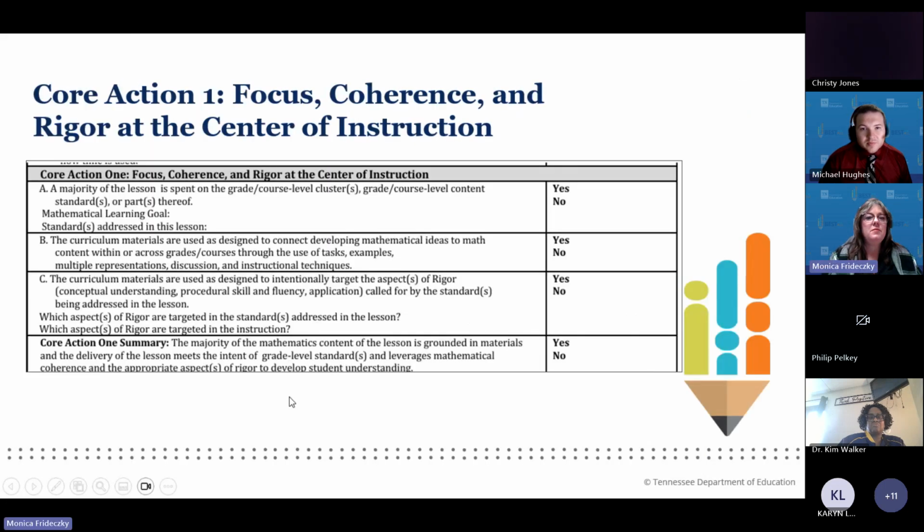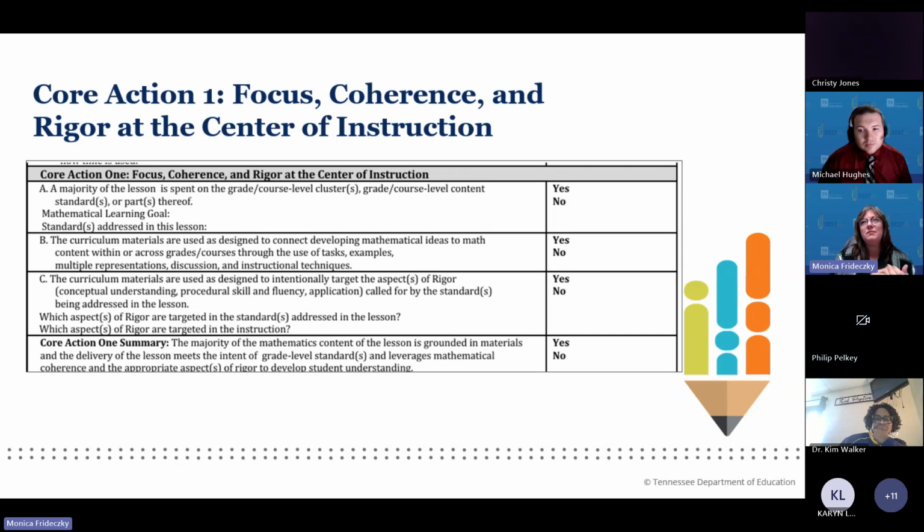Okay. So let's look at core action 1. These are the 3 mathematical instructional shifts: focus, coherence, and rigor. So if you look at core action 1A, focus. The focus is on the standards, the Tennessee standards, or the parts thereof for that time of year. So for this, you may want to have access to the Tennessee math standards.